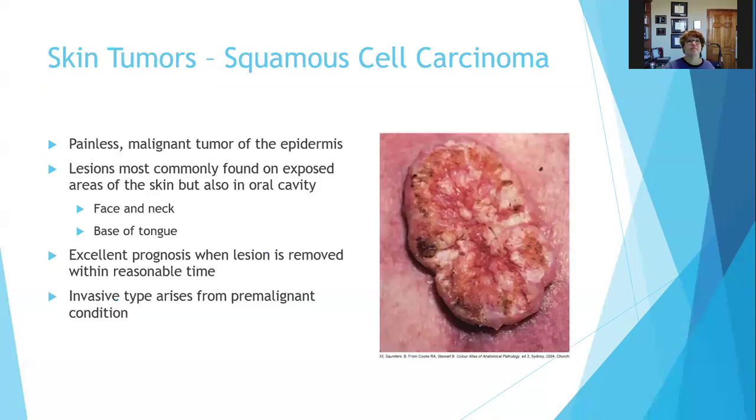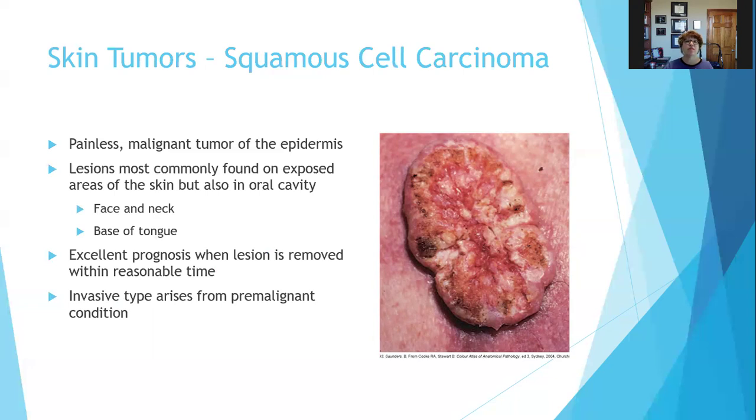So the most common type of skin cancer is a squamous cell carcinoma. It's a painless malignant tumor of the epidermis. The lesions are most commonly found on exposed areas of the skin, but sometimes also in the oral cavity. So when you go to the dentist, they check in your mouth and they're looking for this.